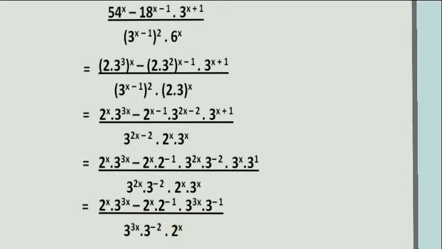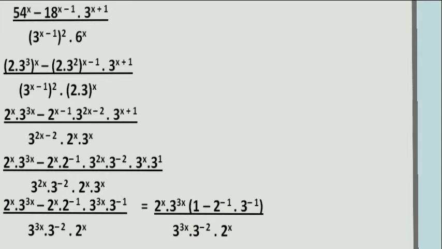Since we have a minus sign separating terms in the numerator, we will need to take out a common factor before simplifying further. So, we can take out a common factor of 2 to the x at the top, as well as a common factor of 3 to the 3x. We can now cancel the 2 to the x and 3 to the 3x terms. So we are left with 1 minus 2 to the minus 1 times 3 to the minus 1, all over 3 to the minus 2.